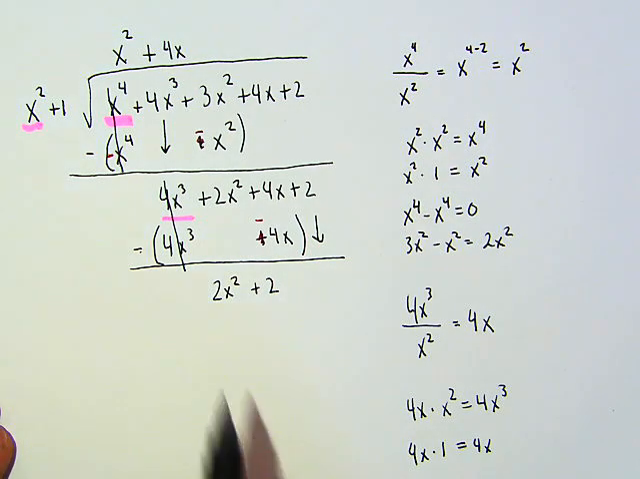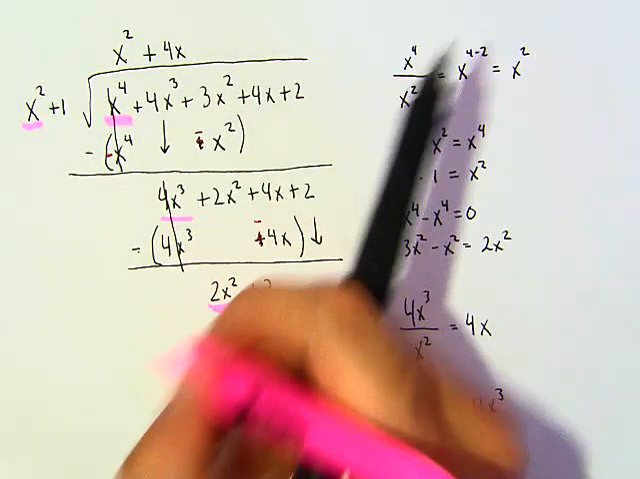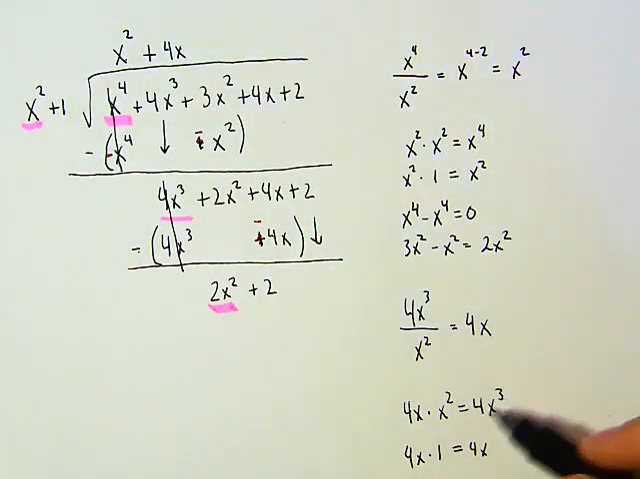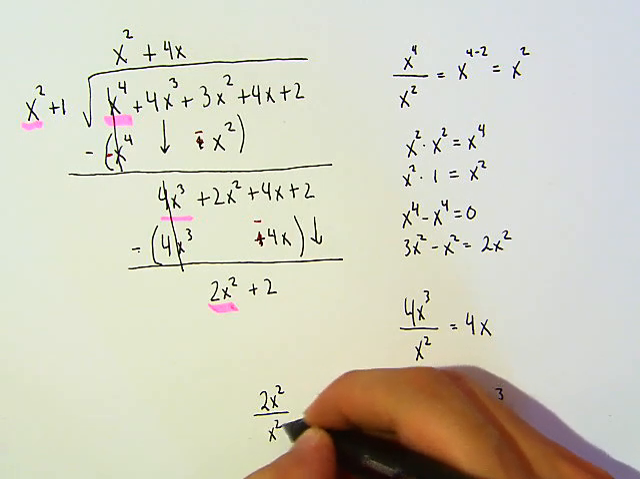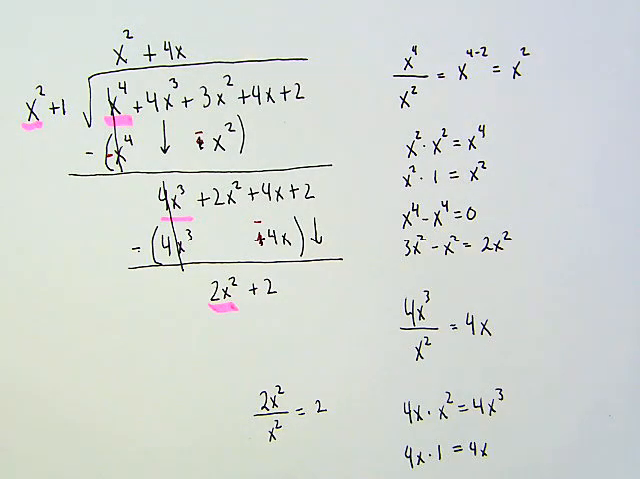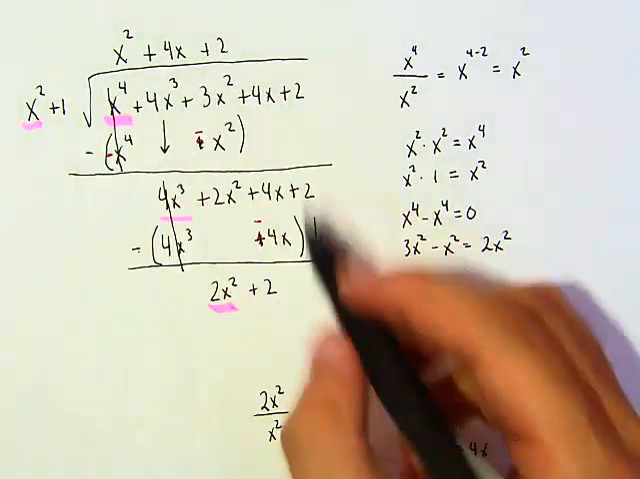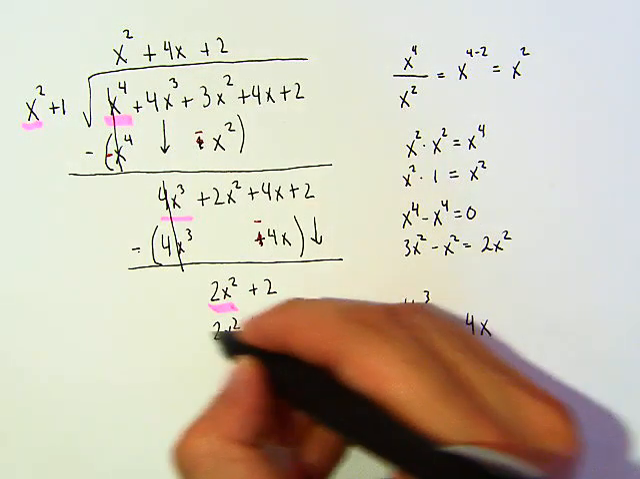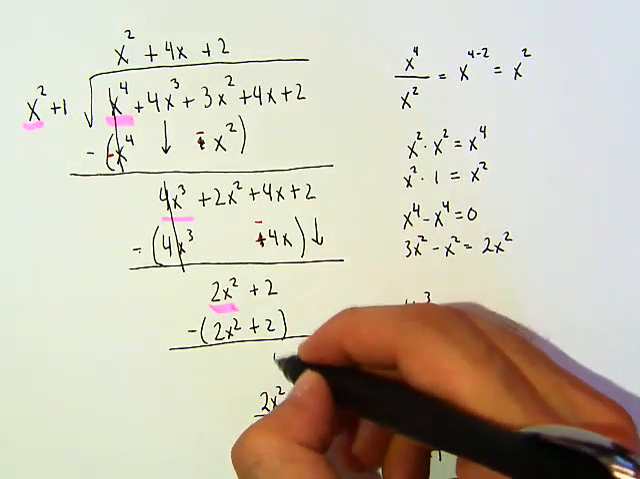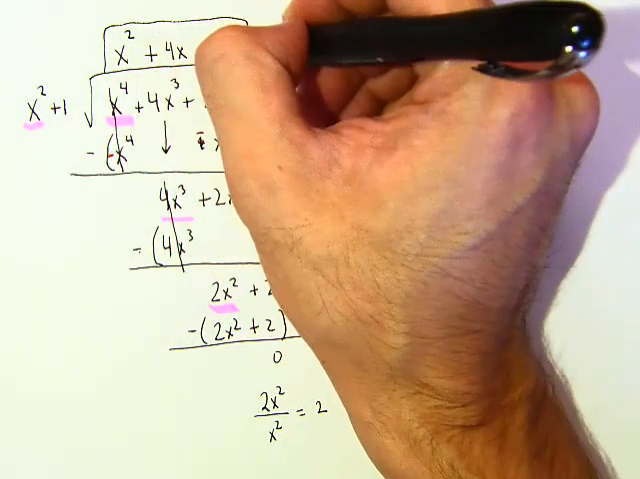Okay? Then what do you say? How many times does x squared go into 2x squared? Then this becomes what? What's the algebra? It's 2x squared divided by x squared, which is 2. So I have a plus 2 over here. 2 times x squared is 2x squared. 2 times 1 is 2. Parentheses subtract. And this just becomes 0. And then that's it. This is our answer over here.